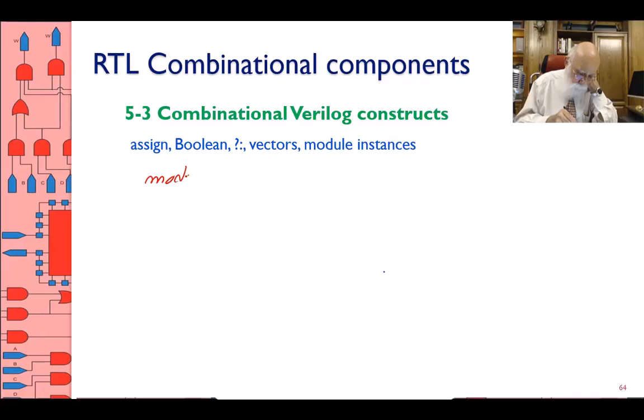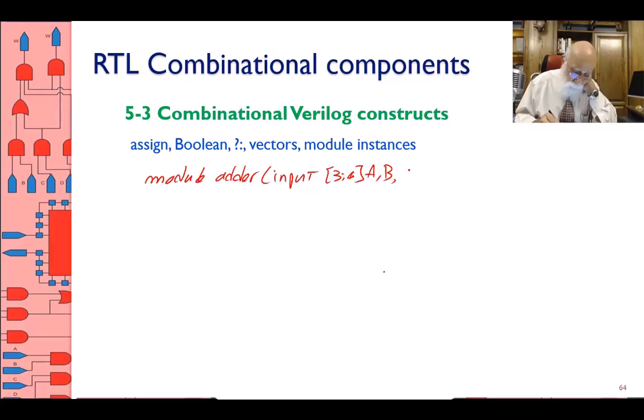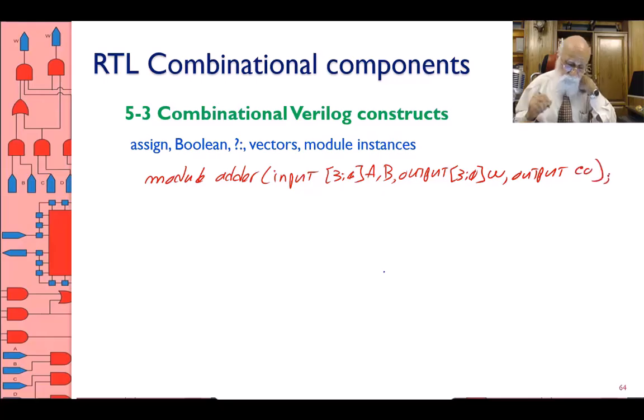Module adder. Input A, input [3:0] A or B, output [3:0] W, output CO, carry out.